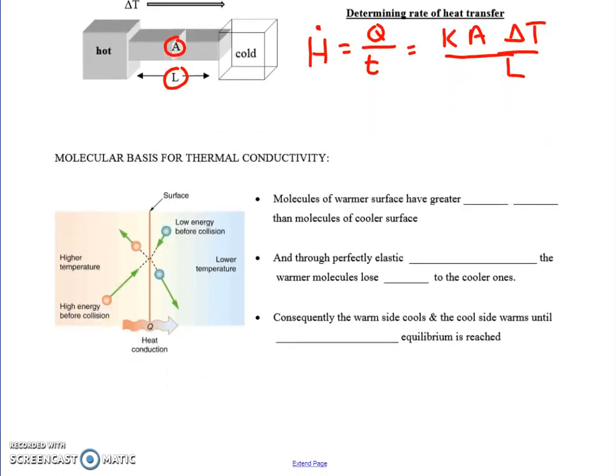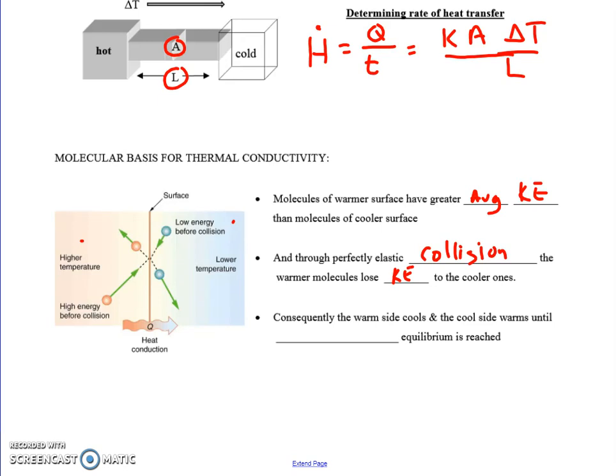All right, so we'll do an example in a second. But let's look at this from a molecular standpoint. So I have a hot reservoir here, a cold reservoir there, and we put them in contact so that the jiggling molecules can collide with one another, at least at that boundary, because if they're in a solid, they're not free to travel wherever they want. But it stands to reason that the molecules of the warm surface have a greater average kinetic energy than the molecules of the cool surface. So that's one definition of temperature. And through perfectly elastic collisions, the warmer molecules are going to lose kinetic energy to the cooler ones.